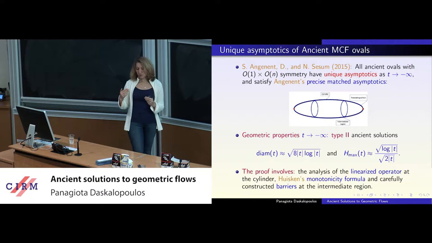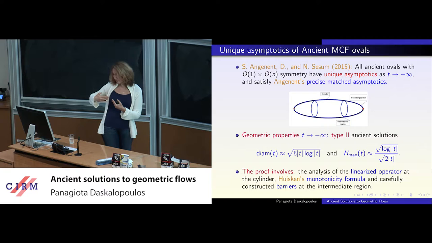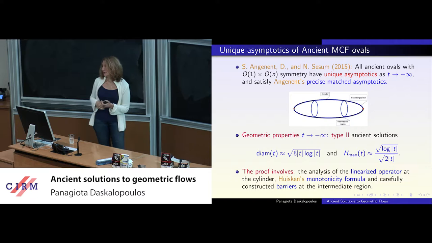Now, once you know that, you use barriers to show that this behavior that you have in the cylindrical region extends for a very long region, this intermediate region. And once you have that, then you use your geometric arguments to take care of what happens at the tip where you see the translating soliton. Okay? So that's more or less the idea. Of course, the problem is that with these barriers, you have an ancient solution, so the barriers always go forward, but you need to go arbitrarily far away as t approaches minus infinity. It's technical, I think I should stop here.